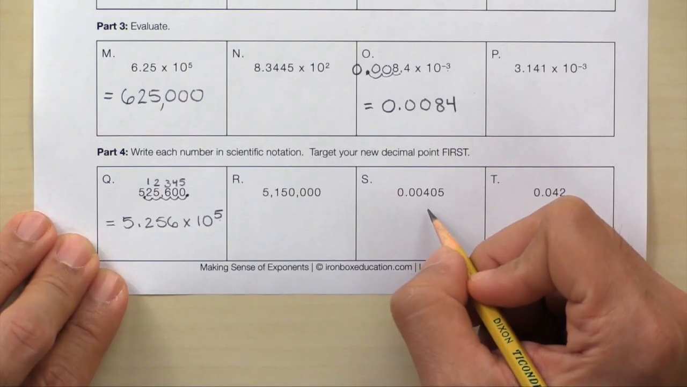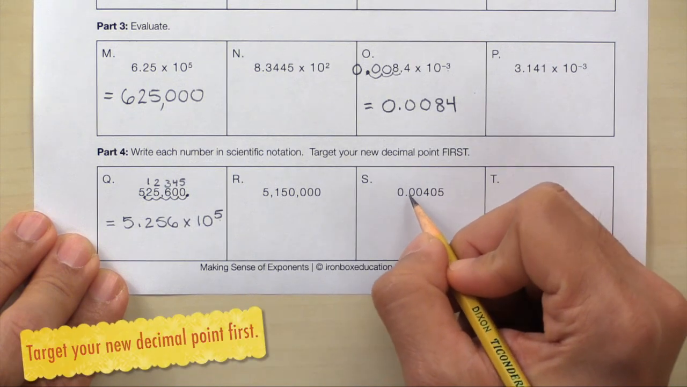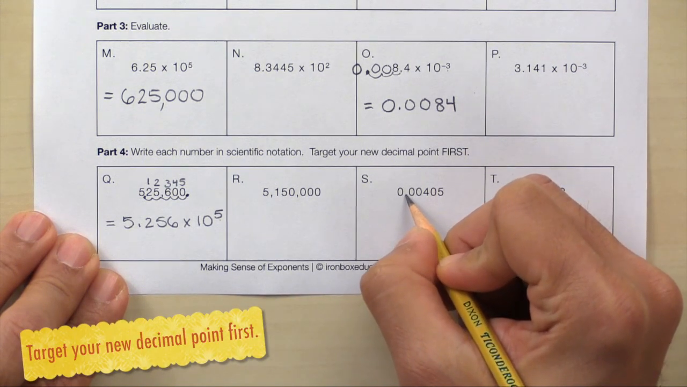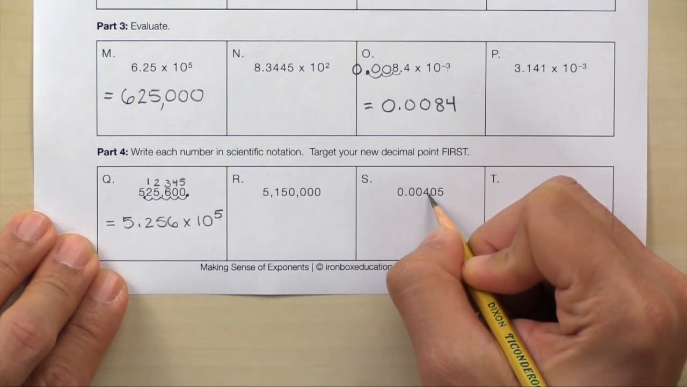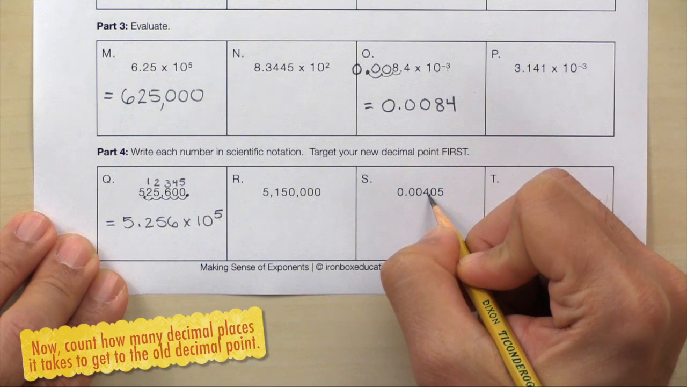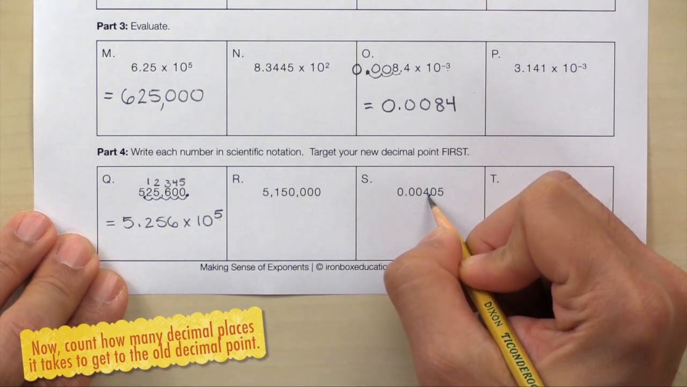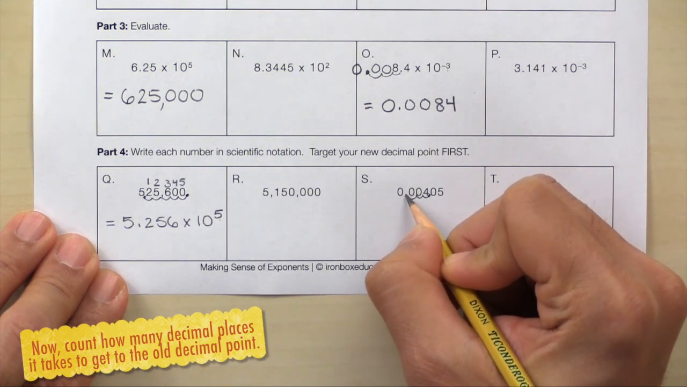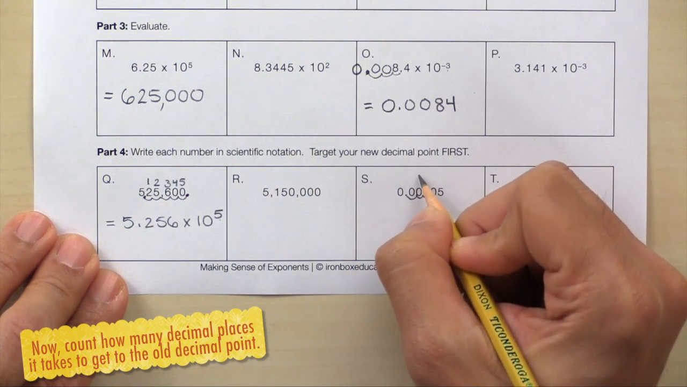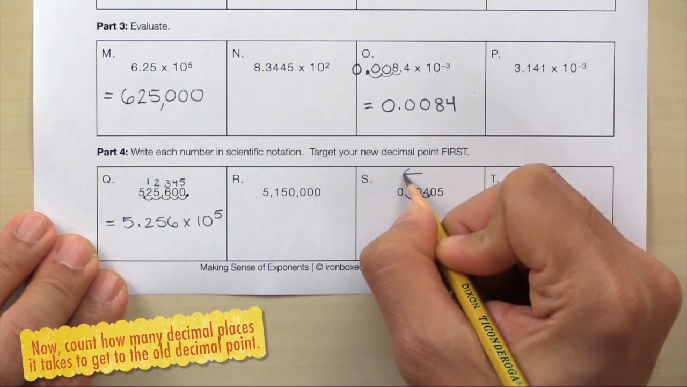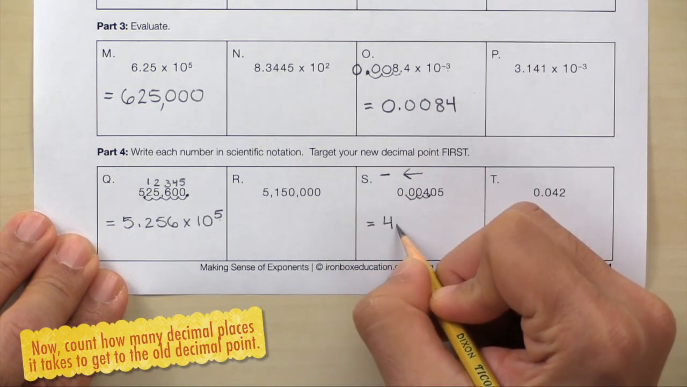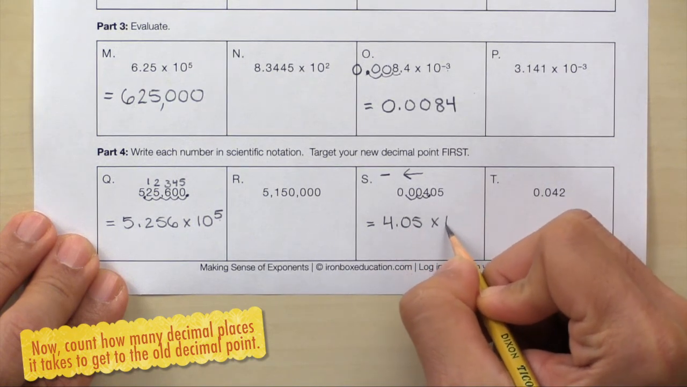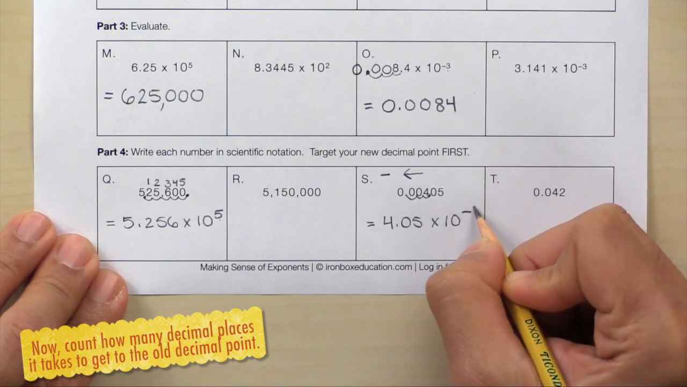Finally, box S. 0.00405. Here's our old decimal point. Target your new decimal point first. Where will it go? It'll go right here. Now count how many decimal places to get to the original decimal point. And we went 1, 2, 3 places to the left. And remember, since we're going to the left, it's like going to the negative side of a number line. So our final answer will be 4.05 times 10 to the negative 3rd power.